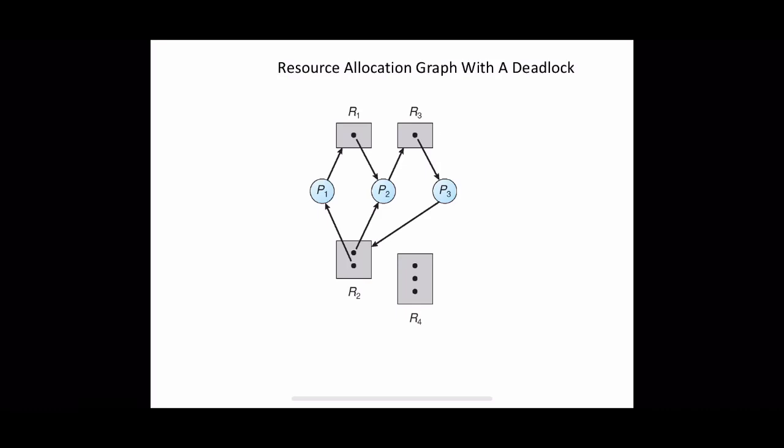Suppose P1, R1, P2, R3, P3, R2, P1. This is an example of one cycle. Like that we have another cycle, that is P2, R3, P3, R2, P2. Another cycle. So all the three processes are involved in some cycle and there is deadlock. How can we say that there is deadlock?